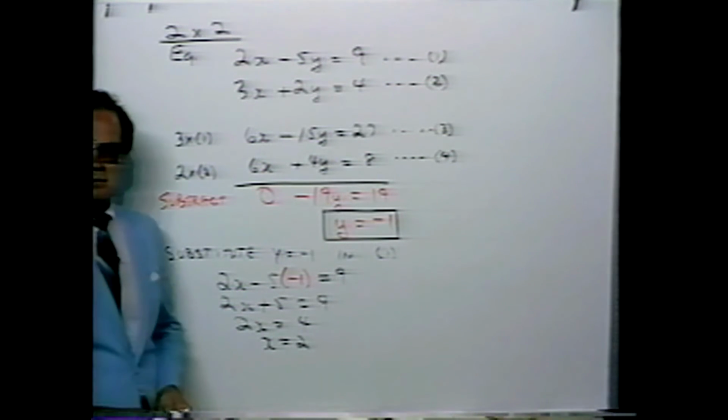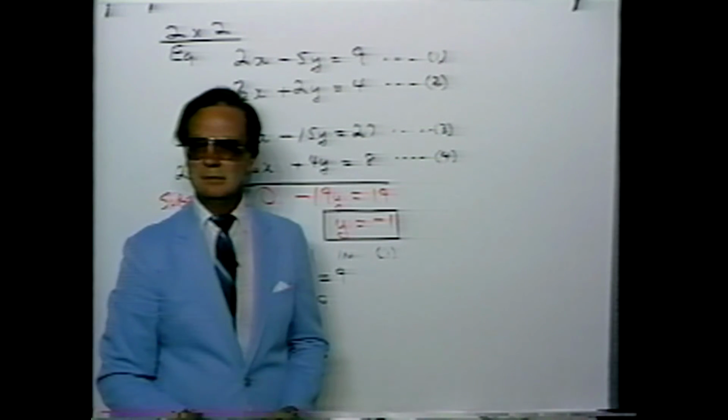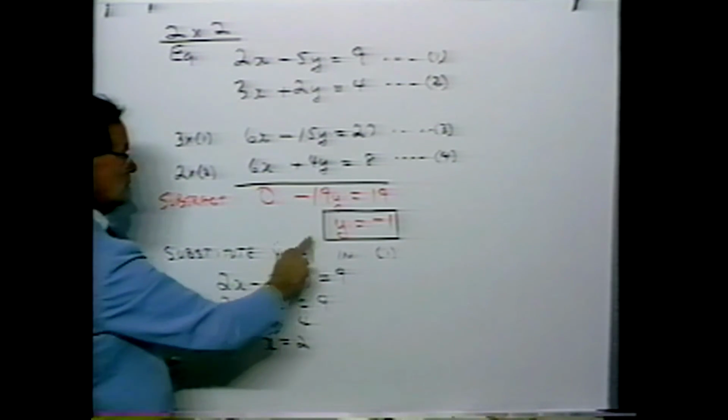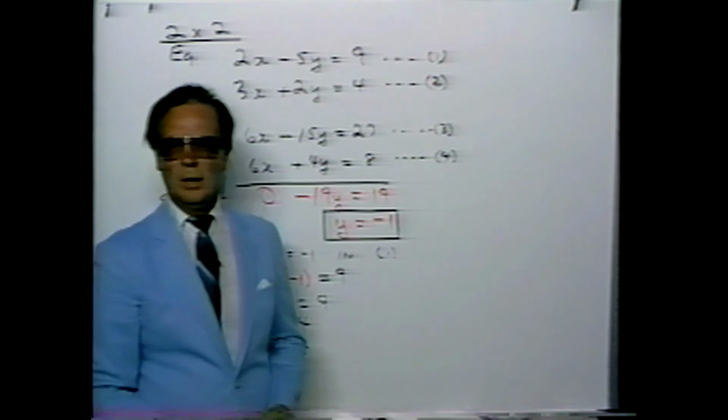We have found the roots of the system. It is that x is equal to 2 and y is equal to minus 1.